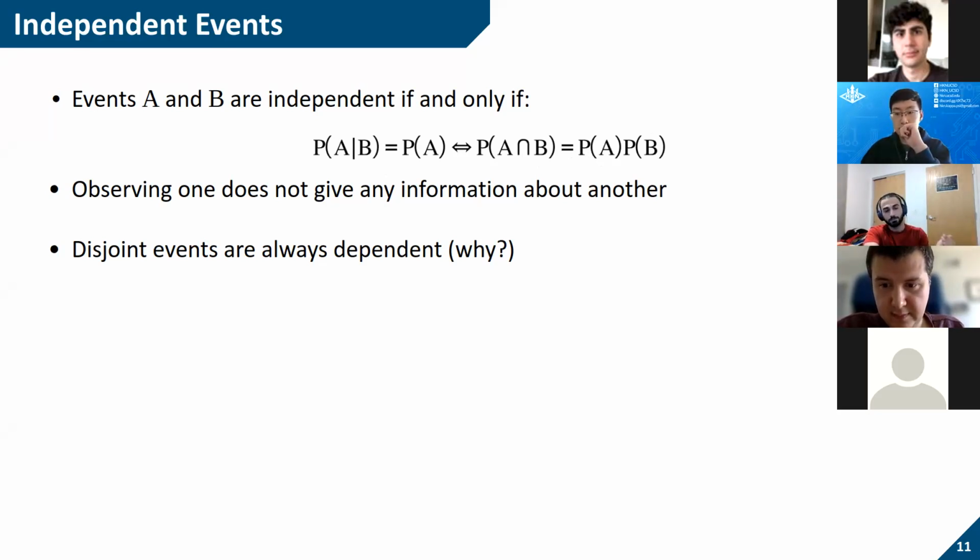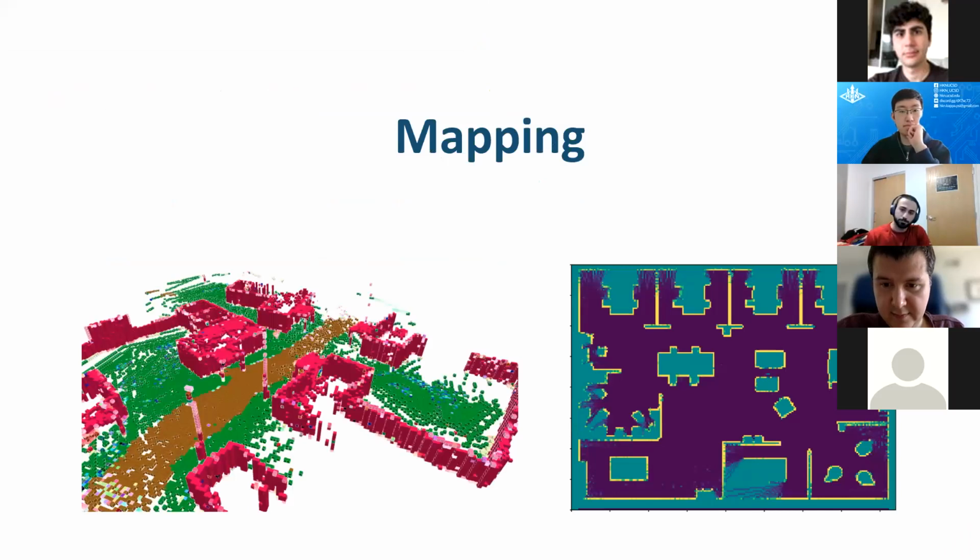That's not the case. Exclusive events are always dependent actually. So yeah, that's about it for probability review. We get into basically the main part of the presentation.